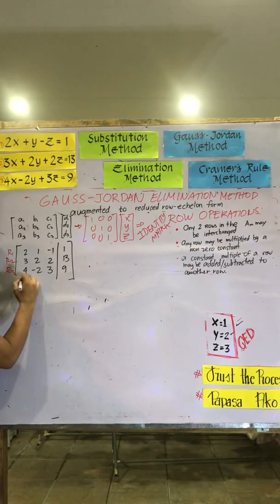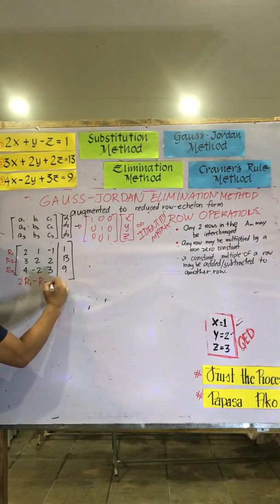So let us use 2R1 minus R3 is equal to R3. Change R3, therefore retain R1 and R2. R1: 2, 1, negative 1, 1. R2: 3, 2, 2, 13. Our R3 will become, applying the formula 2R1 minus R3, 2 times row 1 minus row 3, and change it to row 3. 2 times 2, 4, minus 4 is 0. 2 times 1 is 2, minus negative 2 is positive 4. Then 2 times negative 1 is negative 2, plus 3 is positive 1.